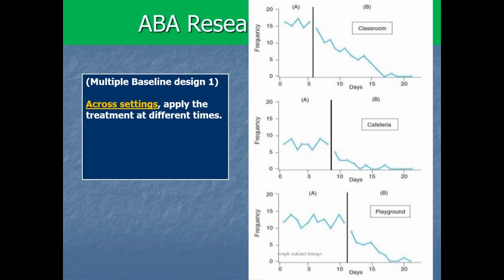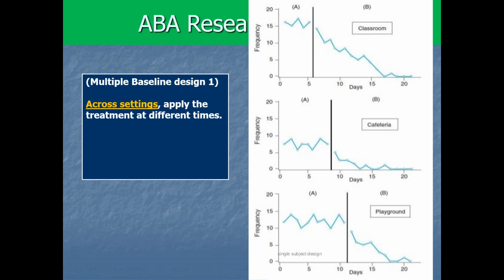Meanwhile, we're still measuring the behavior in the cafeteria and in the playground on day 6, but without the intervention starting there. Then maybe on day 9, we start doing the treatment in the cafeteria as well as the classroom, but still not doing it on the playground. We're just going to measure on the playground, right? We're still measuring behavior there during those days, but no treatment yet. Then we finally do the treatment in the last setting. And again, we keep observing the behavior across all 3 of those settings.